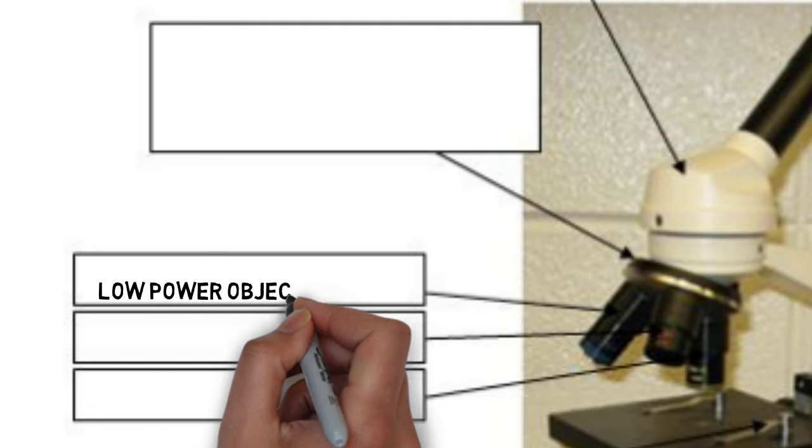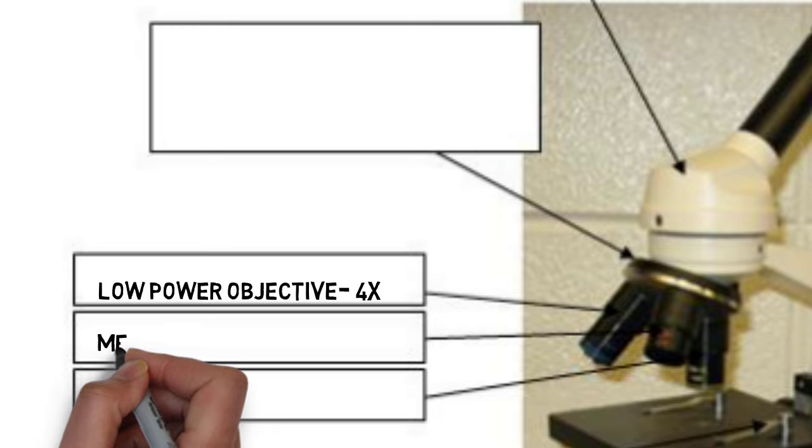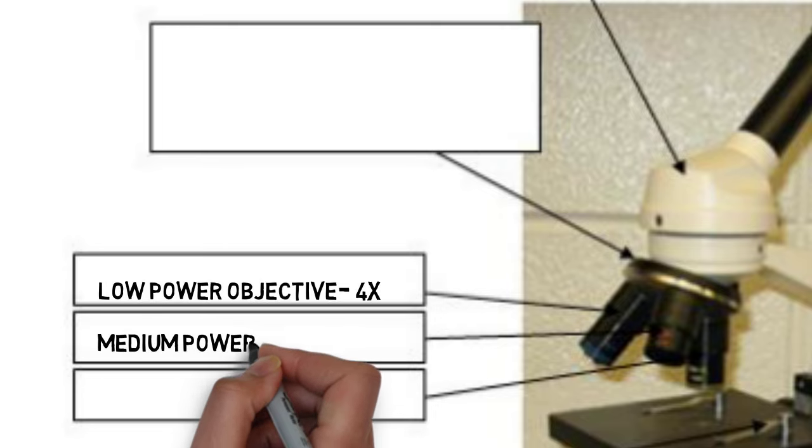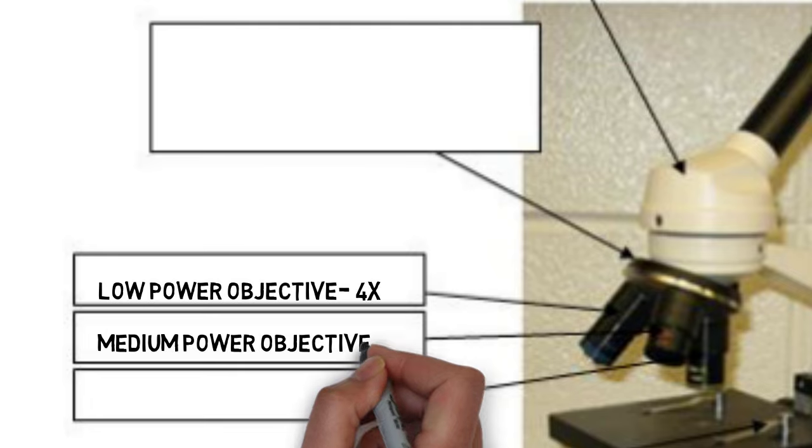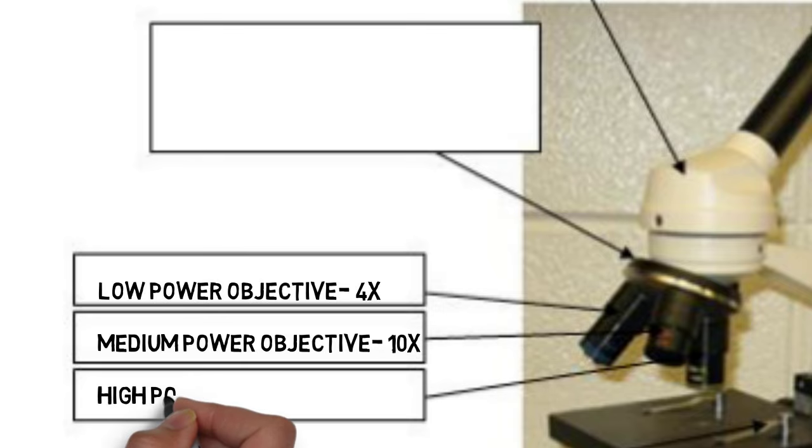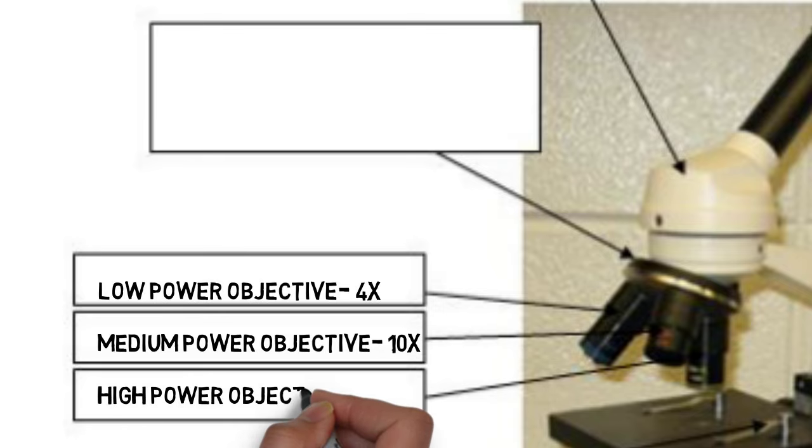Now the next three spots are really one part, the objective lenses, and there are three different lenses. The low power magnifies by a power of 4, the medium power by a power of 10, and the high power magnifies 40 times.